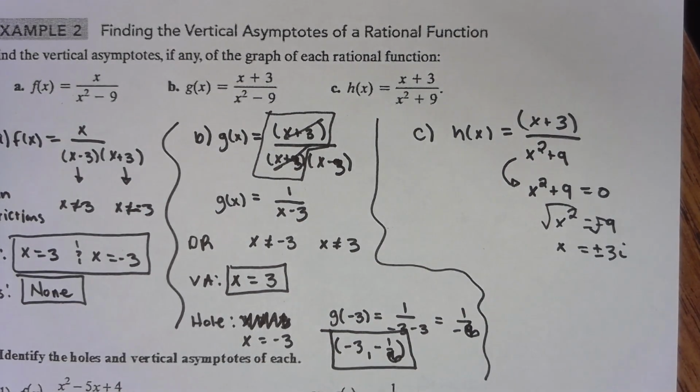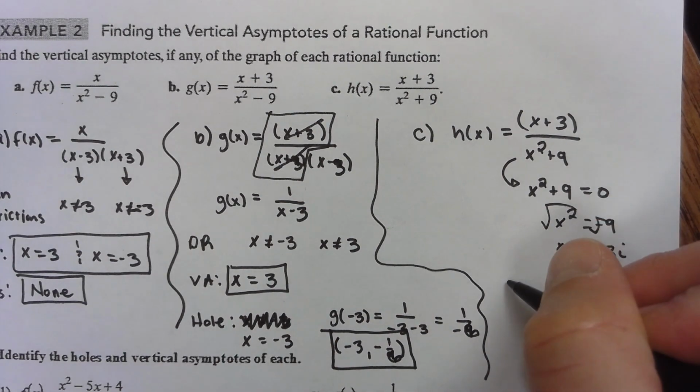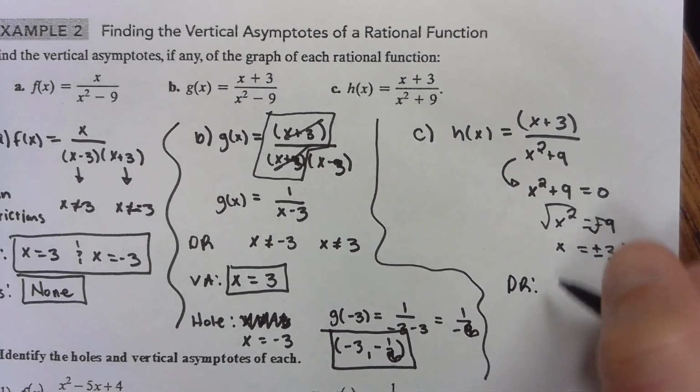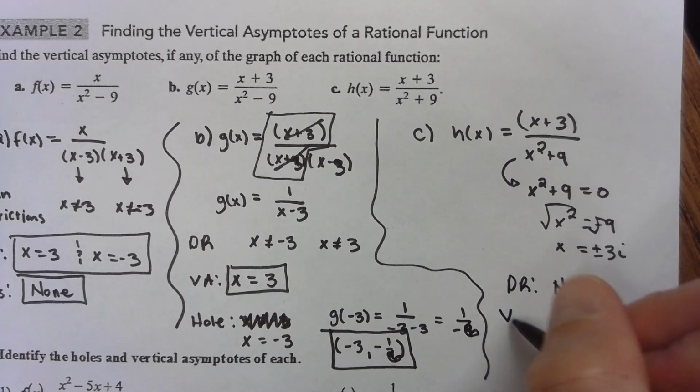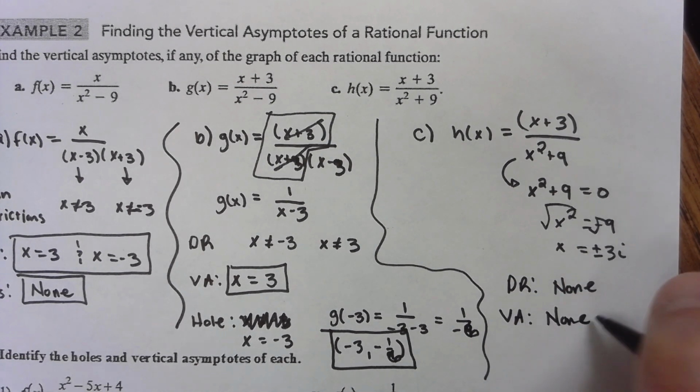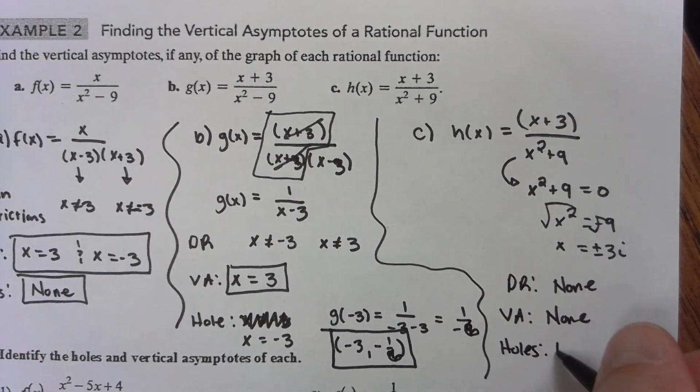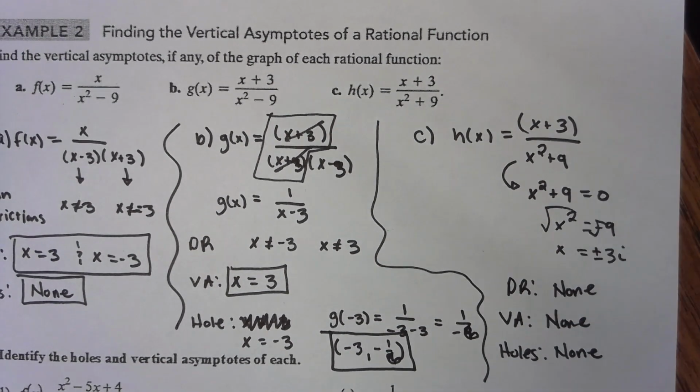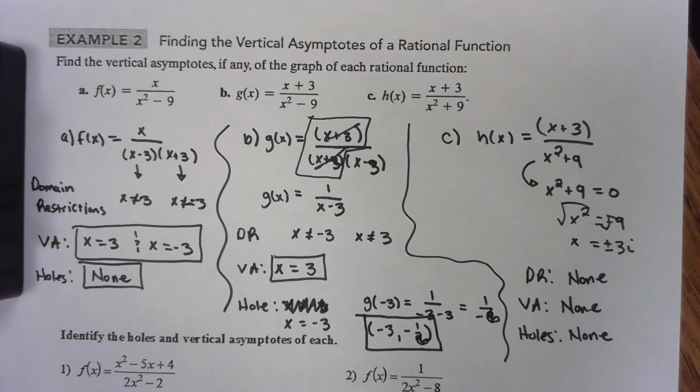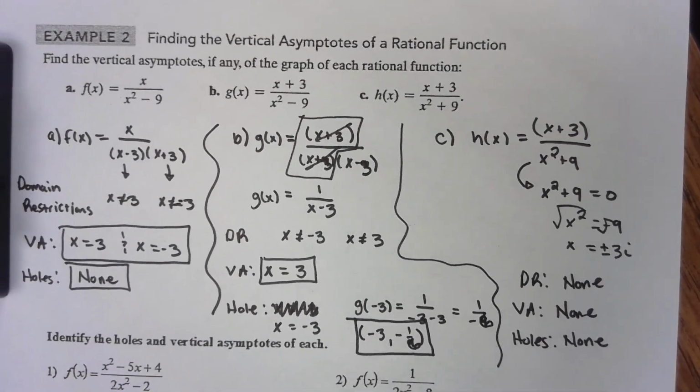Well, an imaginary number doesn't show up on our graph. So for us to have any discontinuities, that would need to apply to real numbers. Because these aren't real numbers, that means we can plug in any number for the denominator. And so there are no discontinuities or domain restrictions, and thus no vertical asymptotes and no holes. So domain restrictions, none, vertical asymptotes, none, and holes, also none. This graph would be considered continuous because there are no breaks in the graph.